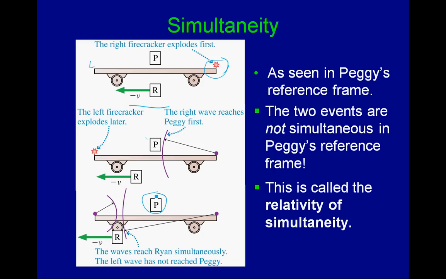But what's crazy is that this means two events that happen at the same time in one frame won't happen at the same time in some other frame. We call this the relativity of simultaneity.